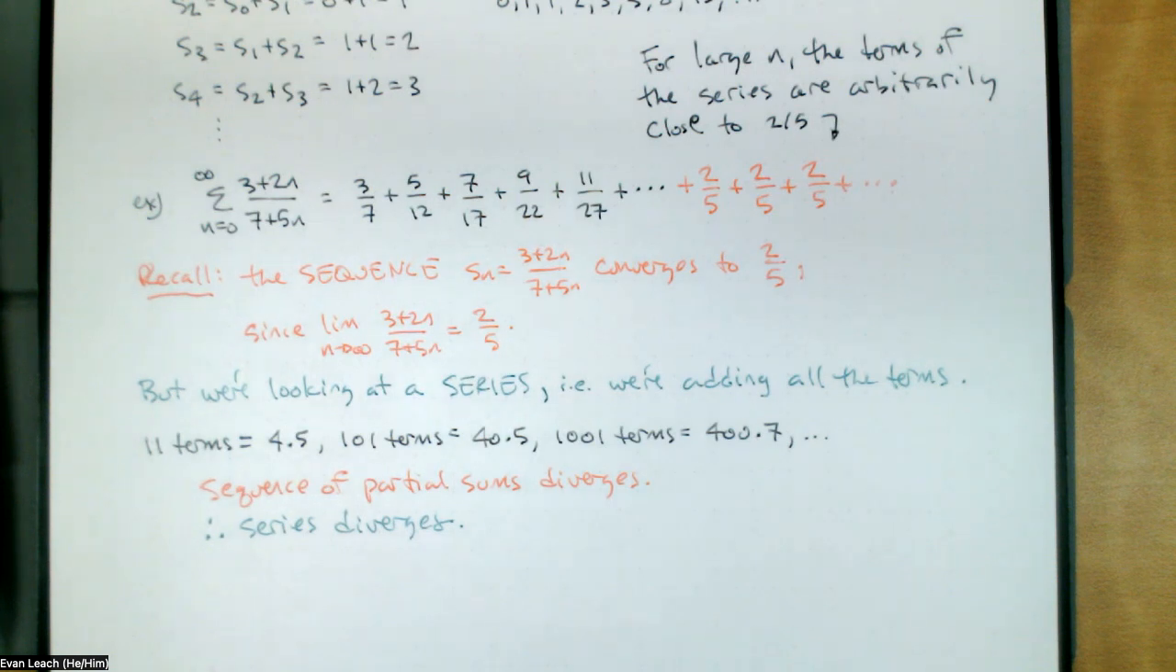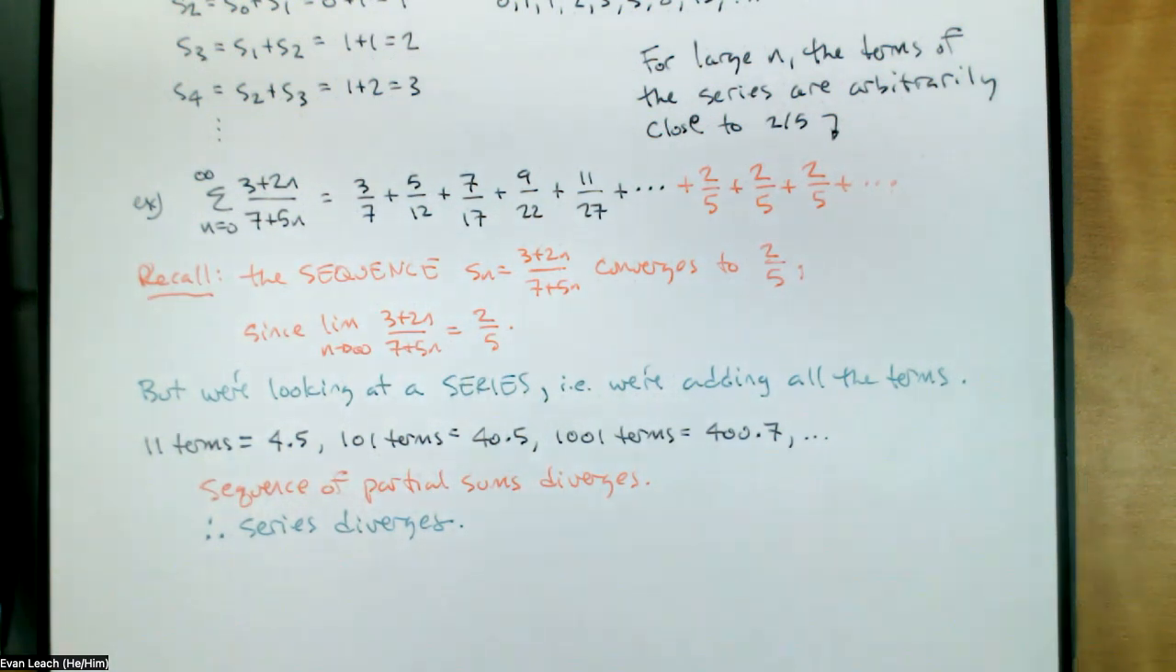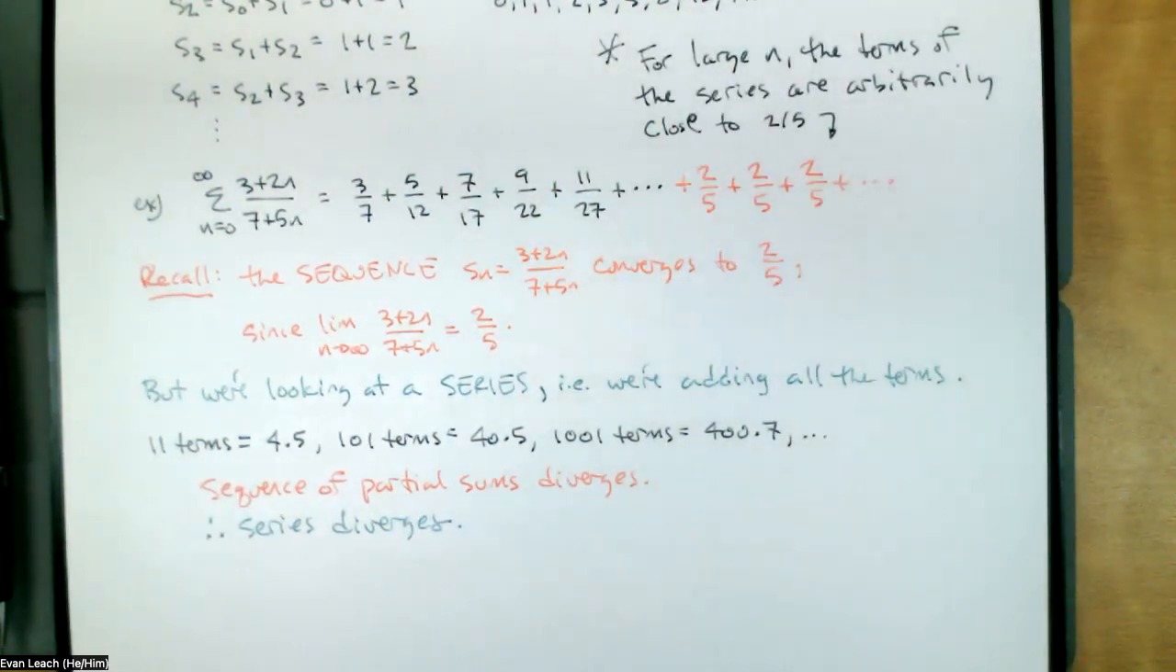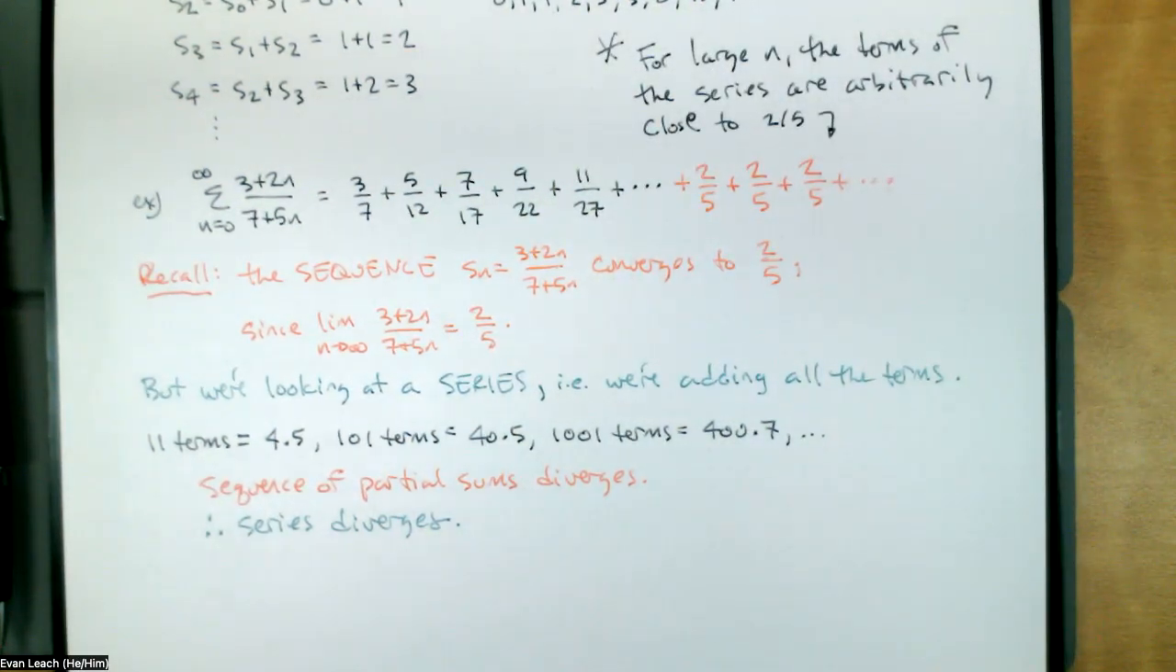So it makes sense that our sequence of partial sums is going to diverge, because we're just making a sequence. The next term of the sequence is going to be 2/5 the previous term of the sequence. For large values of n, the terms of the series are arbitrarily close to 2/5.